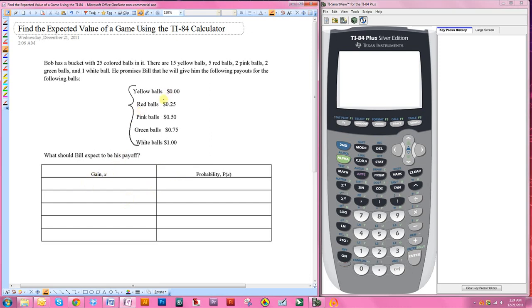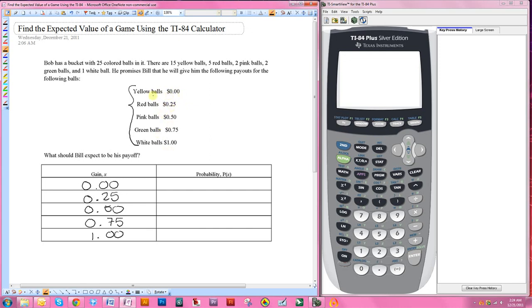I just want to list each one of these payoff amounts here. So we have $0, 25 cents, 50 cents, 75 cents, and $1. Okay. Now what we need to do is determine the probability for each of these payoffs.